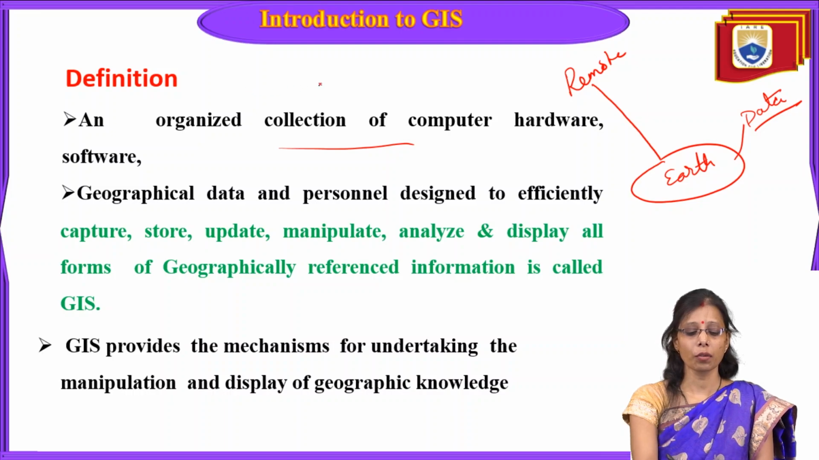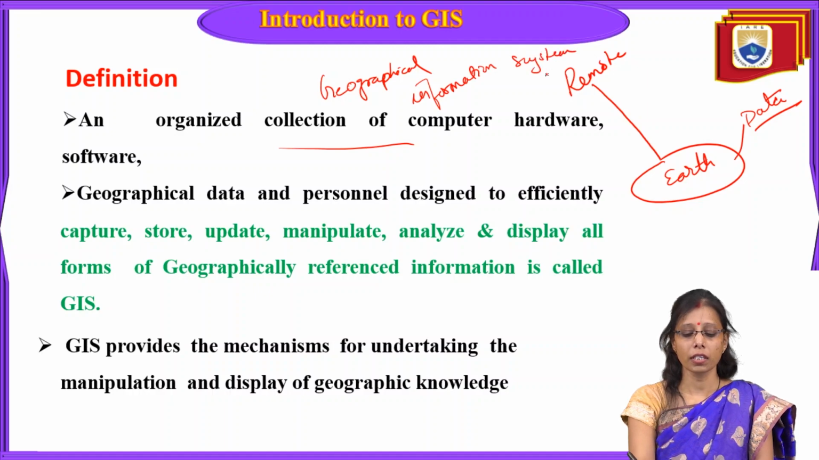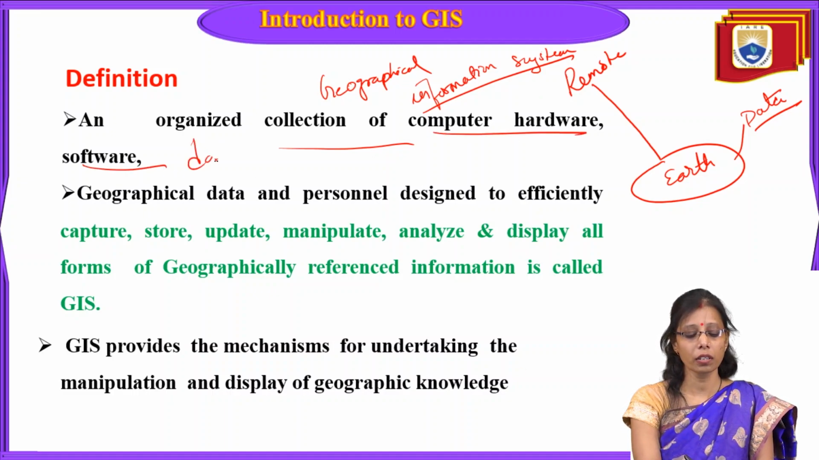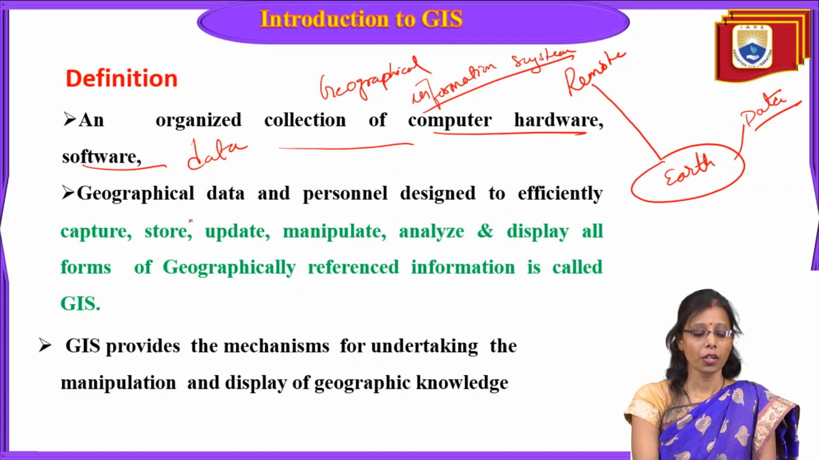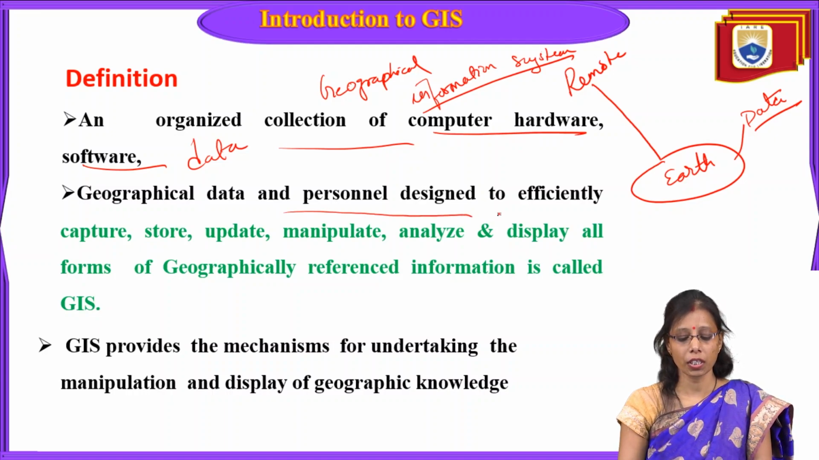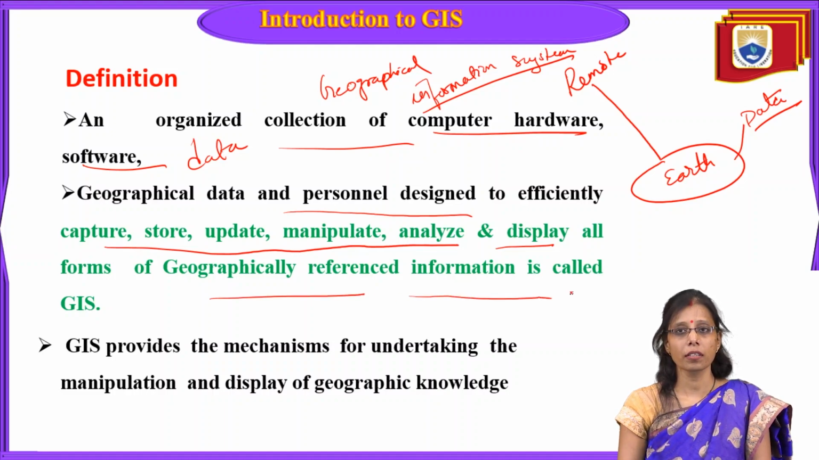When we talk about GIS, totally it is called Geographical Information System, a system of computer hardware and software along with the data. So a total setup is required for displaying, manipulating, analyzing and storing the data. A system setup is required along with the hardware and software. It's an organized collection of software, hardware, geographical data and personnel designed to efficiently capture, store, update, manipulate, analyze and display all forms of geographically referenced information. That is called GIS.